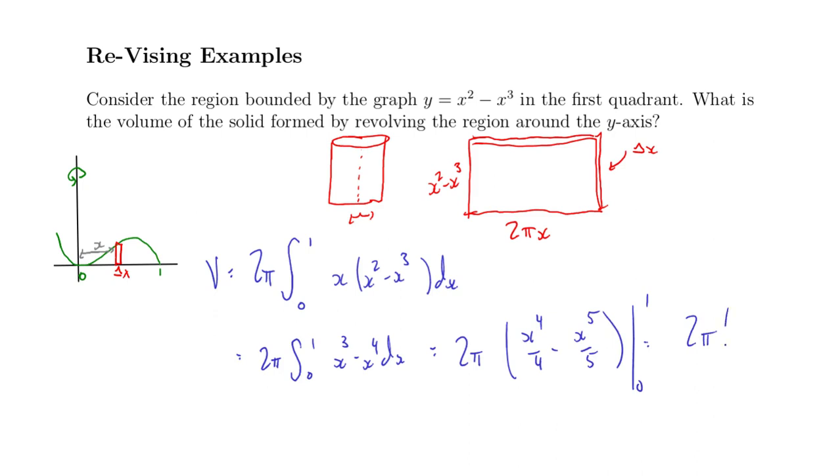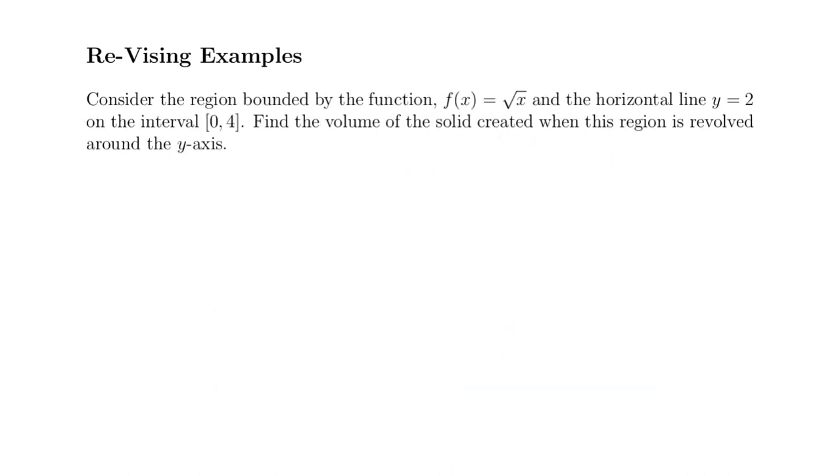So we have 2 pi times a fourth minus a fifth. A fourth minus a fifth is really 5 over 20 minus 4 over 20, so it's 1 over 20. So we have 2 pi times 1 over 20, or pi over 10. Cool. So this shell method, not too bad. Let's take a look at this old example.